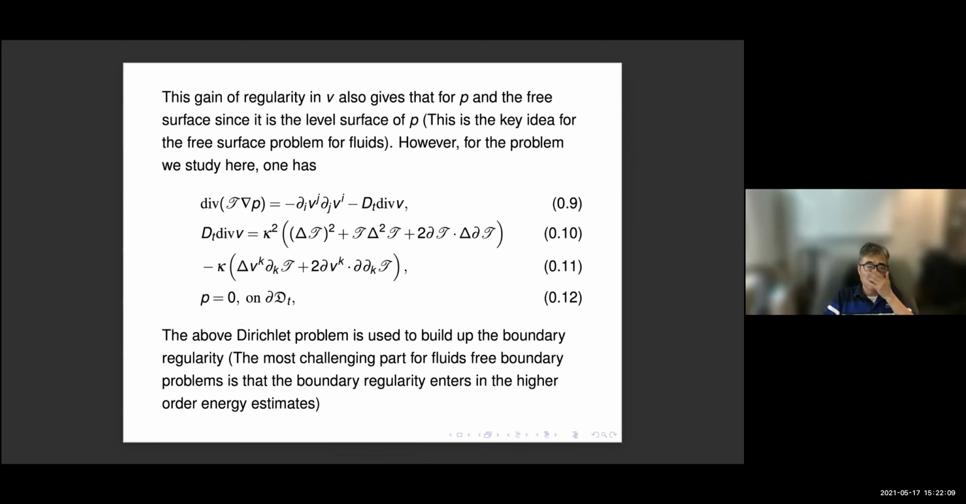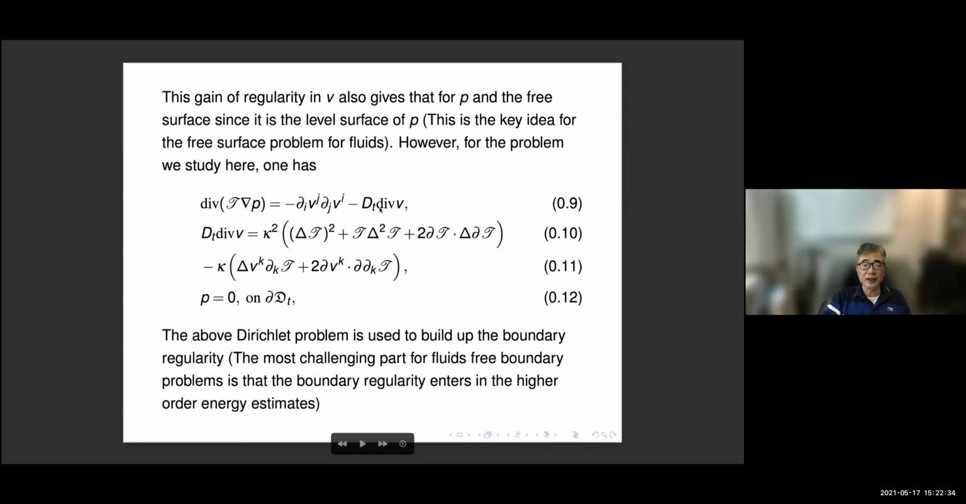However, for our problem, of course, we can also have this dissipation problem. Here T is temperature. Therefore this is an elliptic operator of P. But on the right hand side, besides this term, we have one more term, D_t divergence v here.